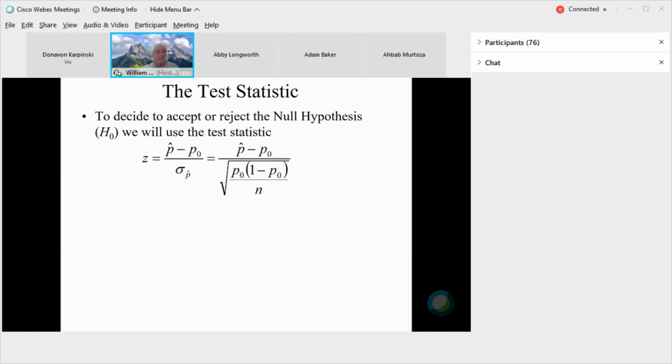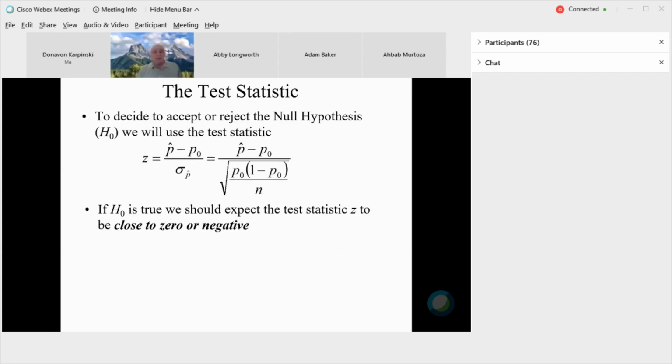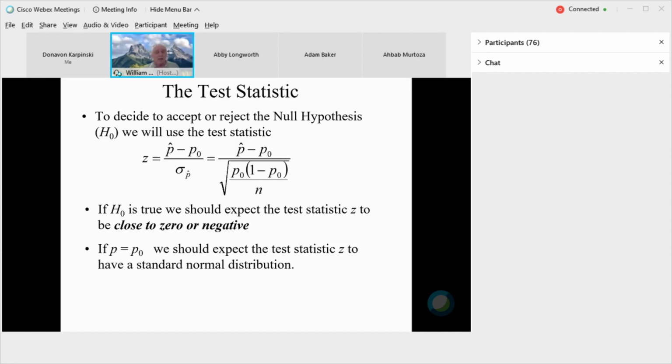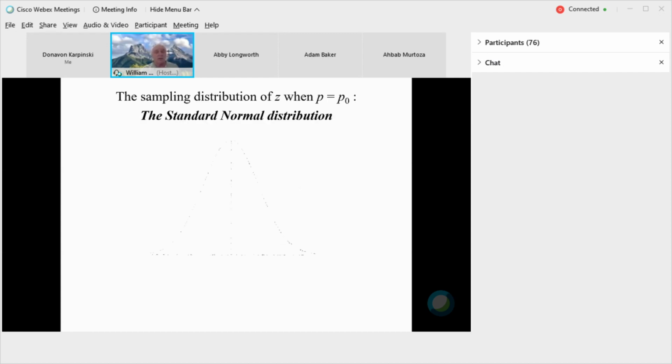There's the test statistic. It's the same as before. If H naught is true, we're going to expect that to be close to 0 or negative. If P is equal to P naught, we expect that test statistic to have a standard normal distribution. If HA is true, we're going to expect the test statistic to be a large positive number. So there's the distribution of Z when P is equal to P naught. Out here, we should reject H naught. Around 0 and negative, we should accept H naught.